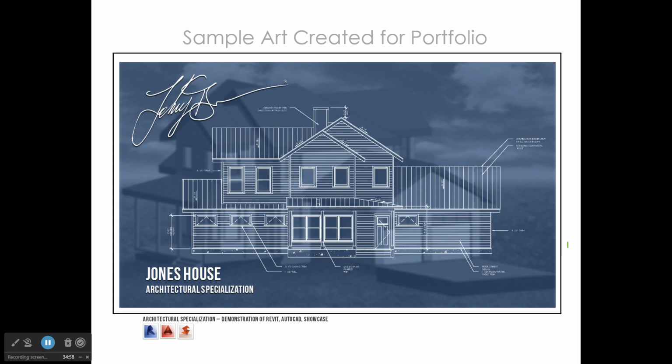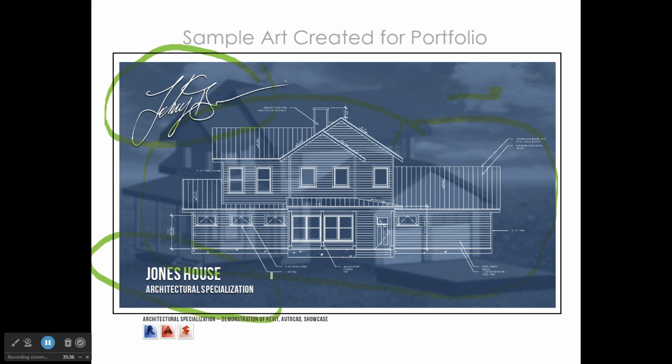I included this slide because sometimes a student will try to create some art, kind of original art for their portfolio. So what this guy did was he took the elevation from a house that he drew in AutoCAD, that we drew in the architectural residential course, and he captured that, and then he reversed the color on it so that the lines were white rather than black, and then he put it against this darker background. Then he screen captured his signature.